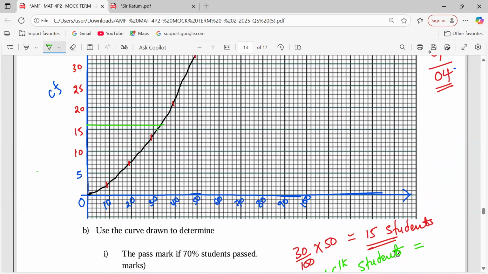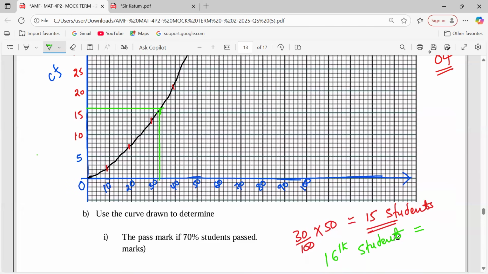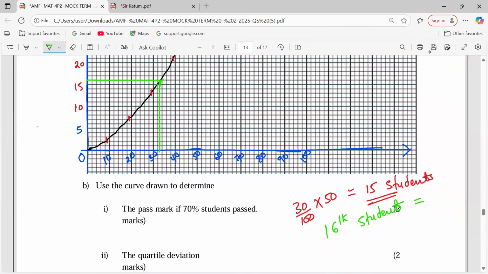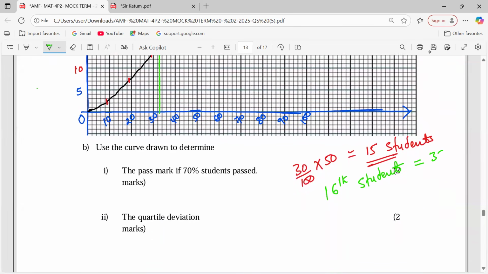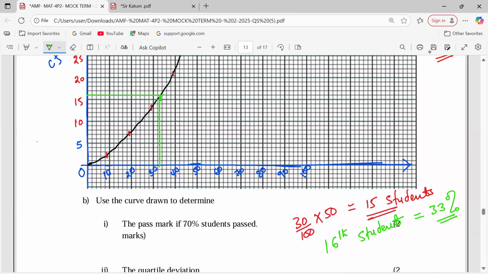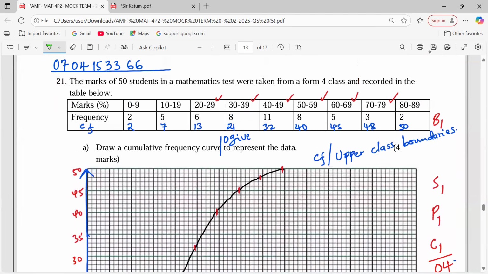Then now we check the mark which coincides with this student. What is the mark that coincides with the 16th student? Looking at this, we have a 30, 32, then 33. So the pass mark was 33 percent. Remember, the marks are in percentages, according to the table here.